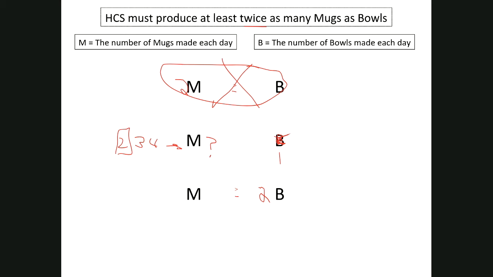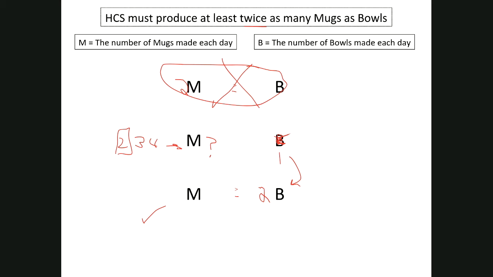Then this says that if, for example, we made 1 bowl, then the mugs would have to be greater than or equal to 2 times 1, or greater than or equal to 2, which is exactly what we want to have happen.